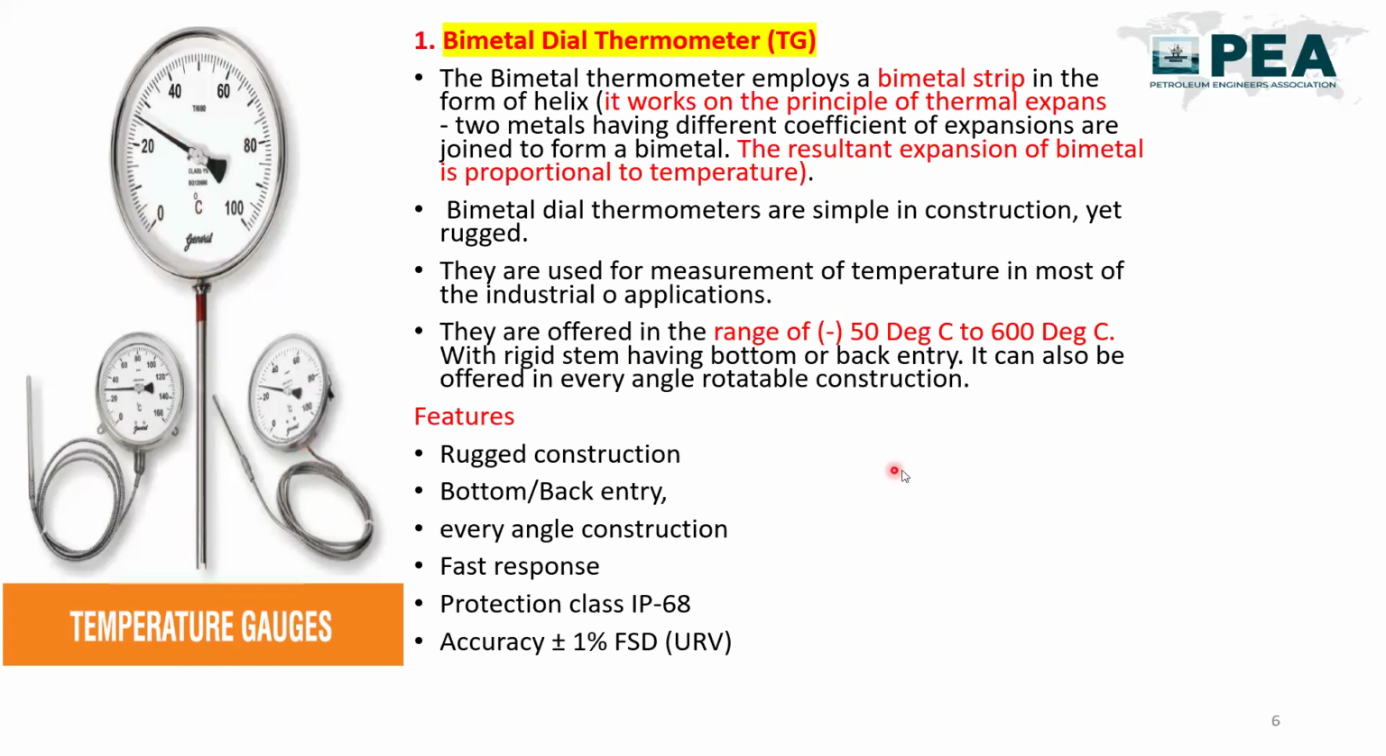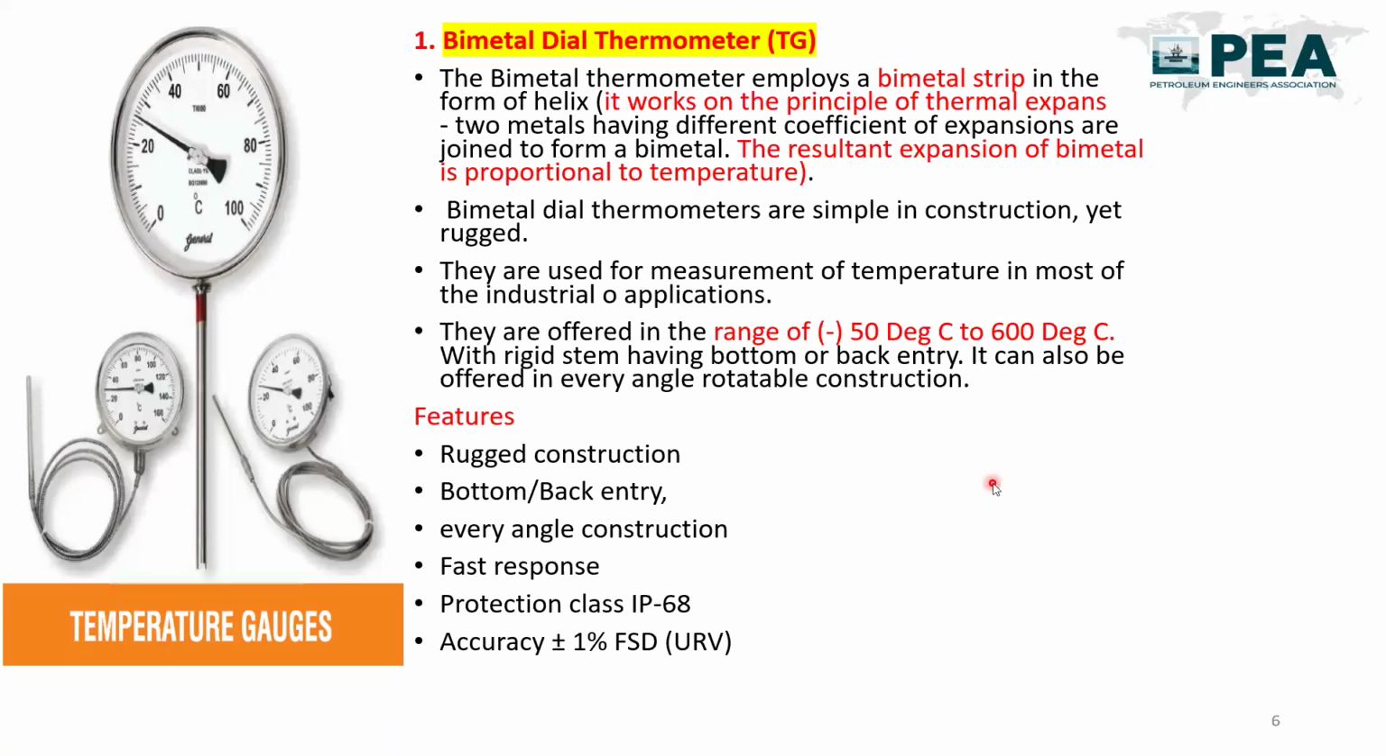Means the person who is in the field can locally look at the glass and the reading of the temperature on the scale of the temperature gauge, and they will be able to understand what the temperature is inside the process on which this instrument is mounted. So guys, whenever you have to measure the temperature from minus 50 degrees Celsius to 600 degrees Celsius locally, then you can go with the bimetal dial thermometer.